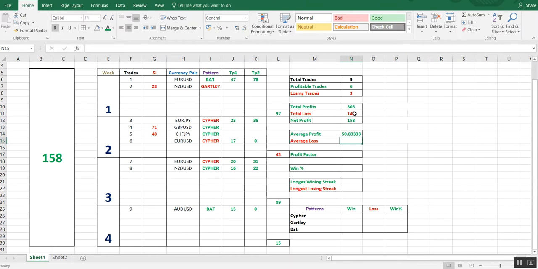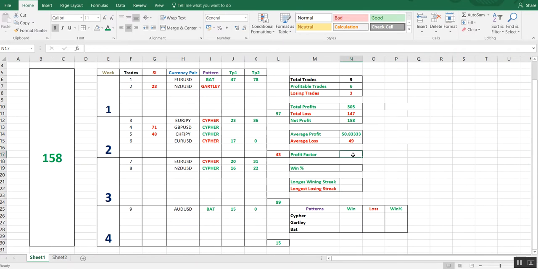Average loss, 147 divided by 3. Again, the average loss is exactly where I expect it to be. I do expect my average loss to be around 50. So 49 is about there, because as you can see, our losses are quite big. The first, we had a big loss on the pound US dollar cipher pattern of 71 pips, and then this is not too big a loss, but 48 pips is big compared to our winners. We had 2 winners where we only had just 1 target closed.